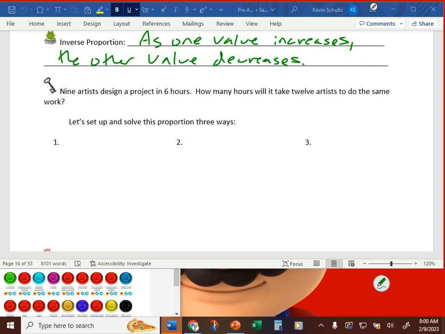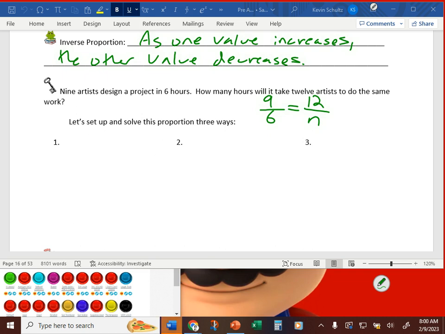Which is why kind of our gut reaction when we read something such as this: 9 artists design a project in 6 hours. How many hours will it take 12 artists to do the same work? Our gut reaction is to set up something similar to this. 9 artists in 6 hours equals 12 artists in how many hours, right? But when we solved this yesterday, what did we come up with? What was our value for, and I told you not to write this down, so if you did, good, but 8 hours, which we then said didn't make any sense, right?